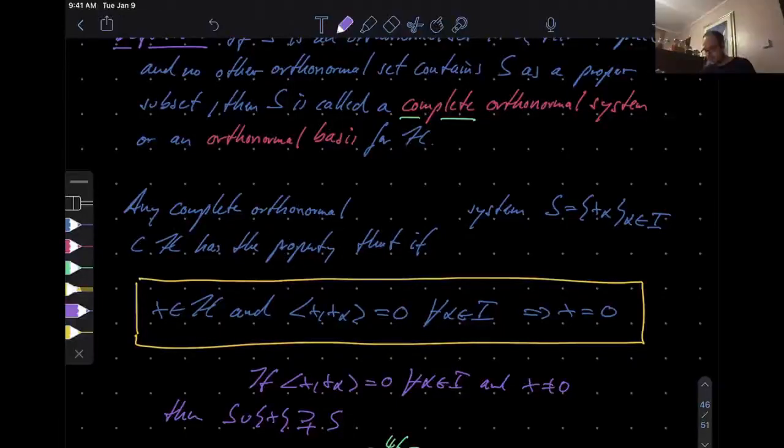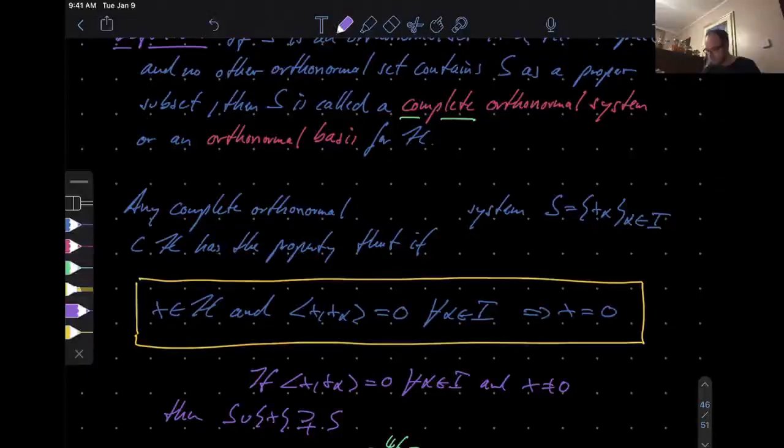So if x is an arbitrary vector that is orthogonal to everything in the orthonormal system that you start with, then if the system is complete, the vector has to be 0. And that's also a two-way route. If this yellow box is satisfied for an orthonormal system S, then that system has to be complete. And here in pink is the reason why: if that x were not equal to 0, then you could enlarge S by at least that one vector, and then you would have something that contains S properly, and that you can't have.